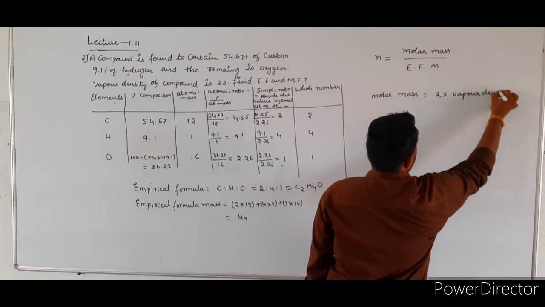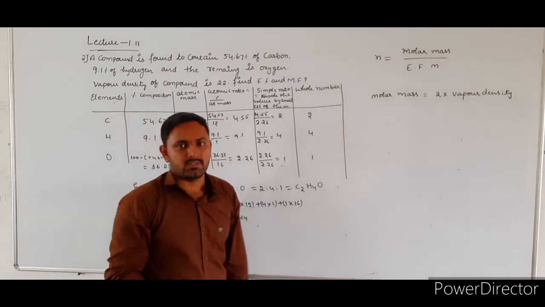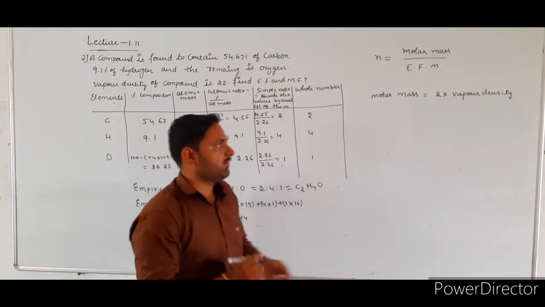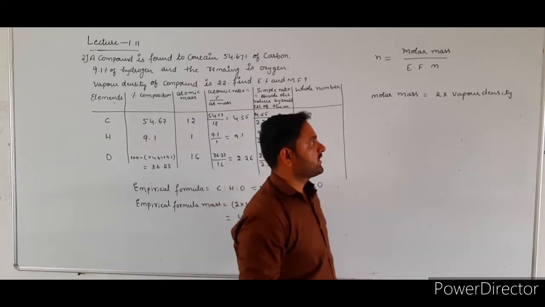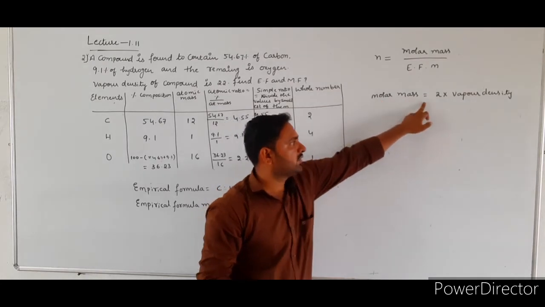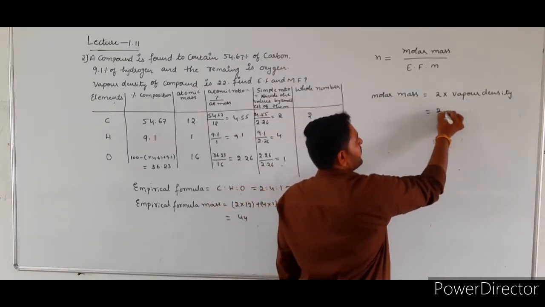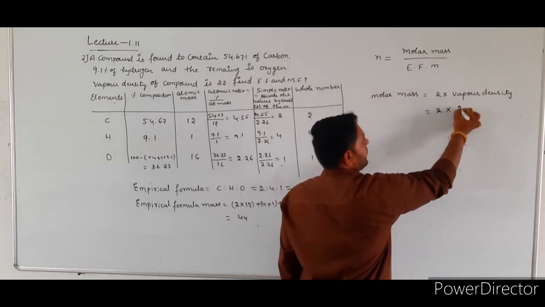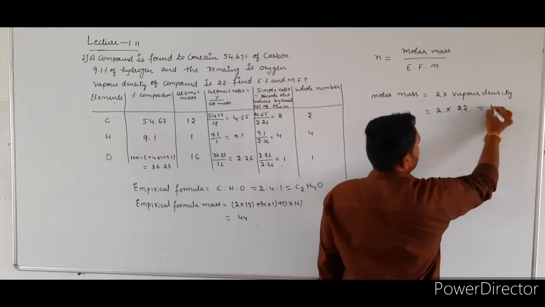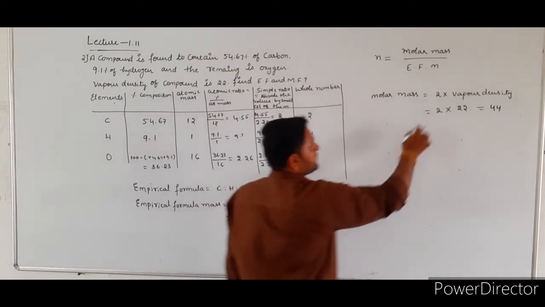Vapor density. You remember this relation? In some questions, they don't give the molar mass. Instead of molar mass, they will give vapor density. In such cases, we have to use this relation. Molar mass is equal to 2 into vapor density. Now 2 into, what is the vapor density? 22. Now multiply these two: 22 times 2 is 44. What is the molar mass? 44.